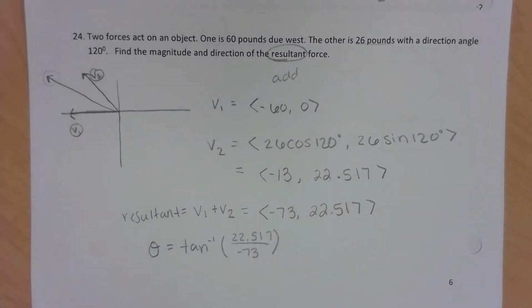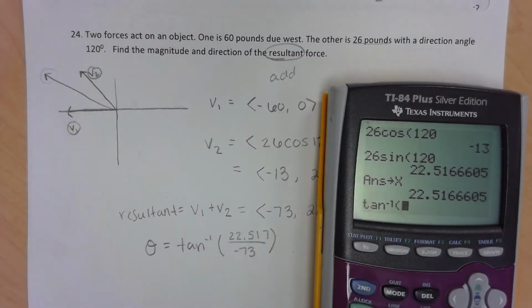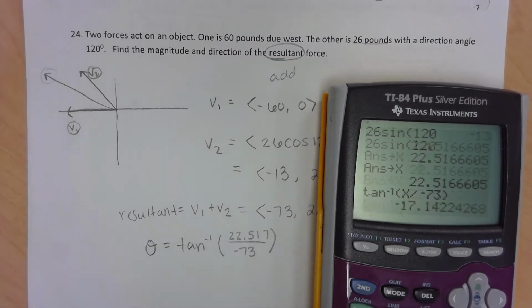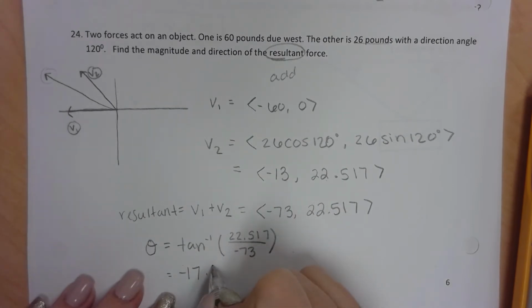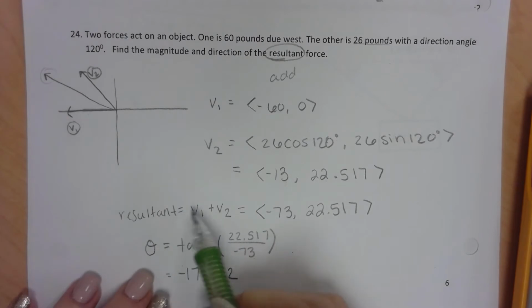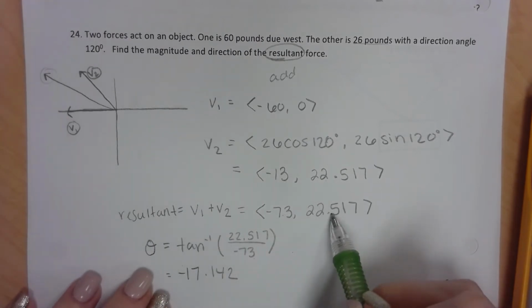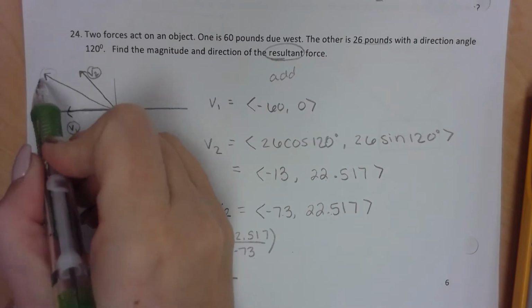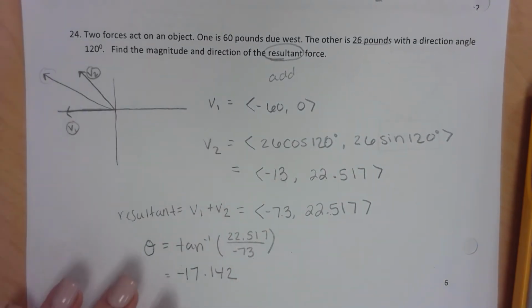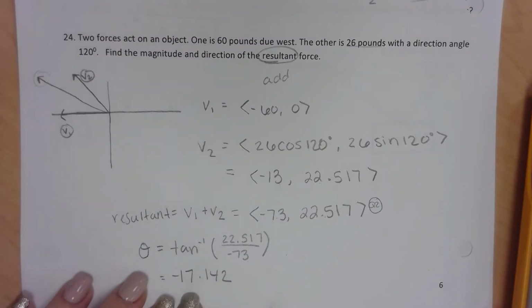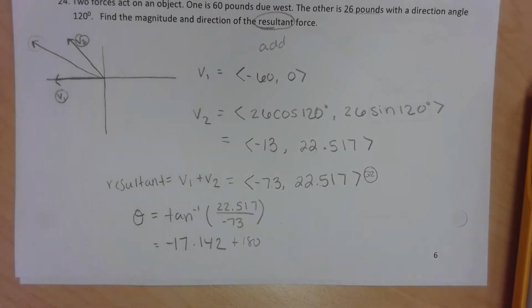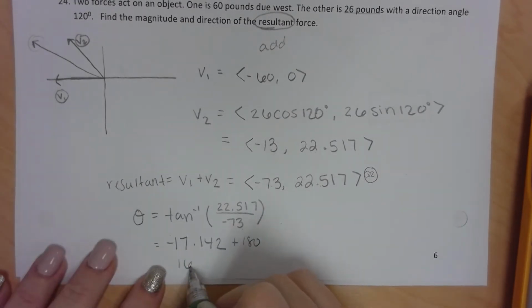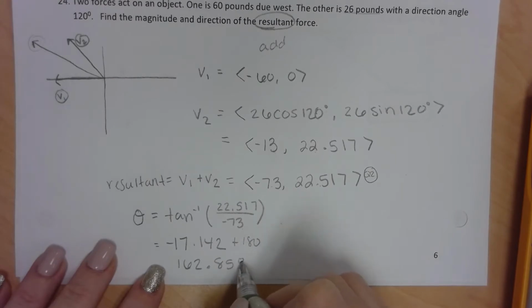and the magnitude. So let's go ahead and plug that in. So we have tangent inverse of our x over -73, which gives us -17.142. However, if we look, our resultant vector was -73, 22.517, which means it's in quadrant 2. And this is not in quadrant 2, so as you can predict, we're going to have to add 180 here, which gives us 162.858 degrees.